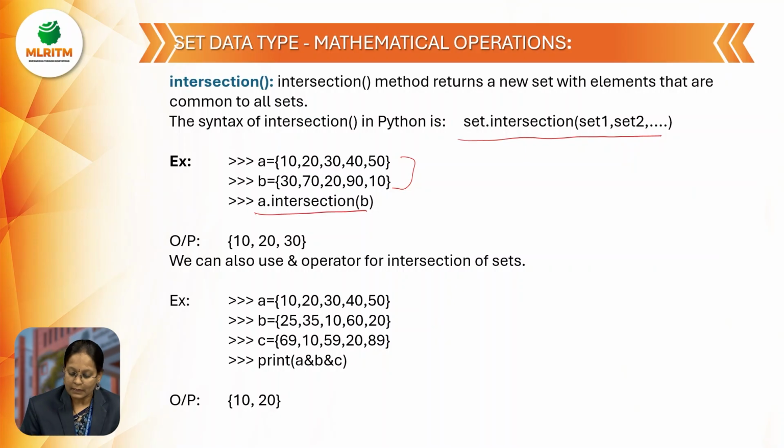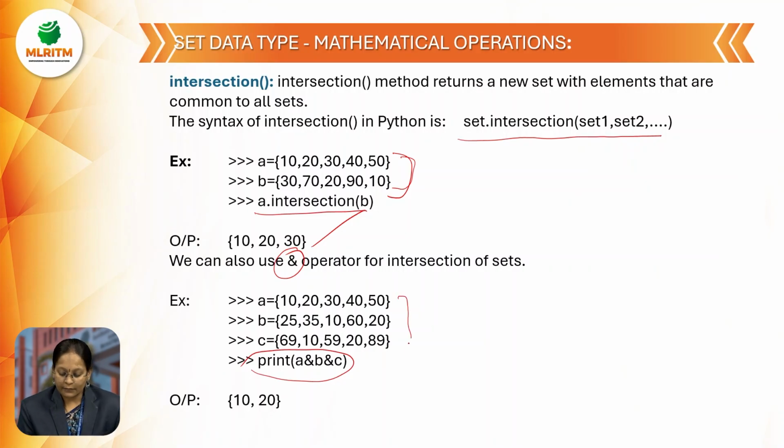and set B. In set A we have 10, 20, 30, 40, 50 and in set B we have 30, 70, 20, 90 and 10. So what are the common elements in these two sets? Those are 10, 20, 30. So it gives the common elements which are present in both sets. We can also use the AND operator for intersection of sets.